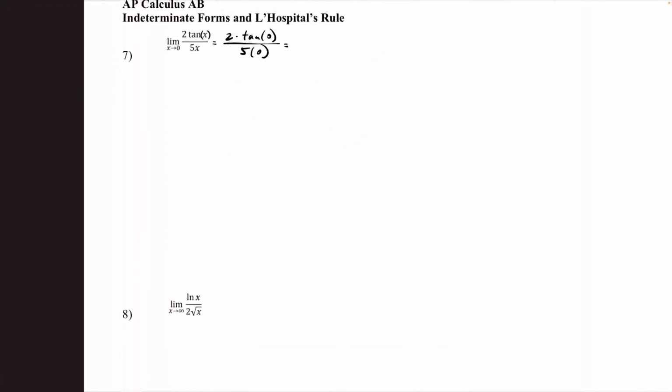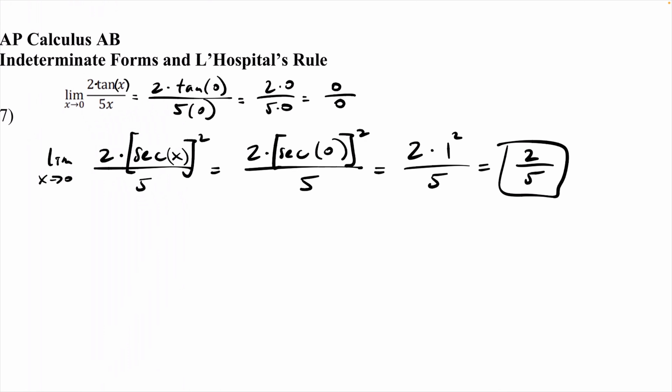Secant of 0, let's see. Secant is the reciprocal of cosine. So what is cosine of 0? 1, right? I believe so. Cosine of 0 is 1. So if I take the reciprocal of that, it's still 1. Yeah, 1. So it'd be 2 times 1 squared, which is 2/5. Okay.